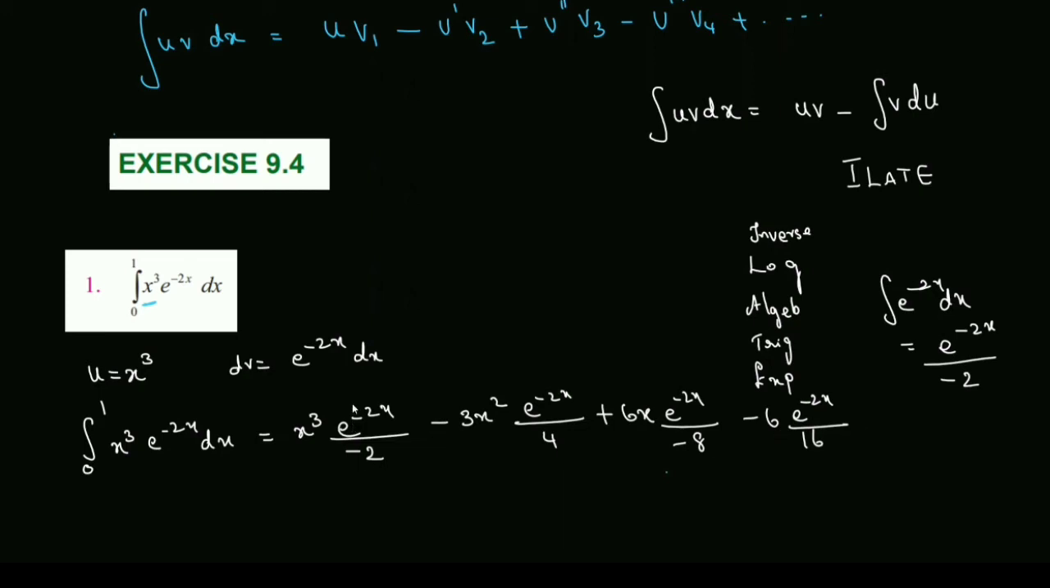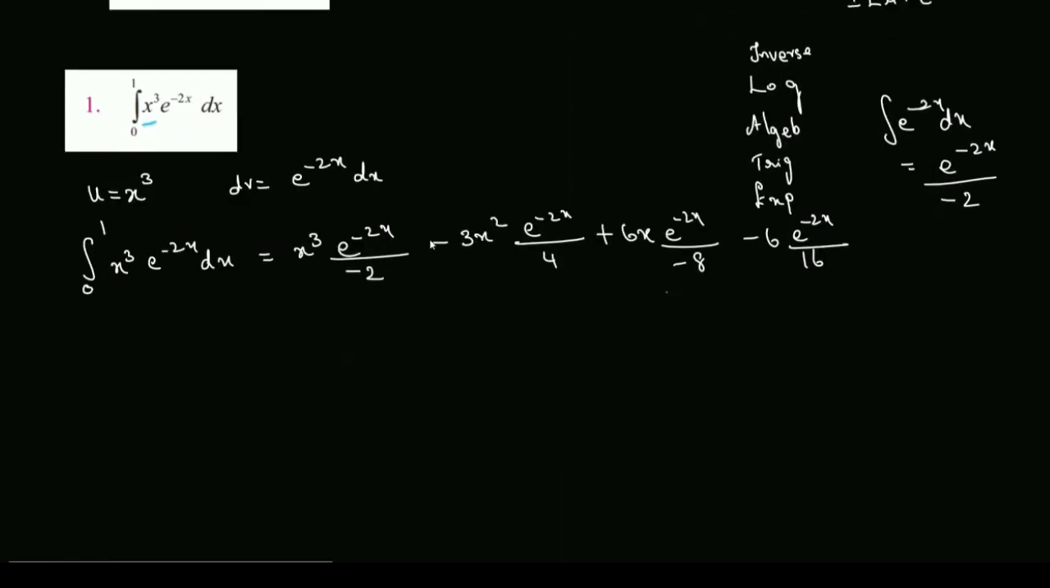So that's the answer. This is Bernoulli's formula. Choose u, the other function take as v. First write u as it is. Don't differentiate u. Integrate the second function, v. Then differentiate and integrate like that. So that is Bernoulli's formula.